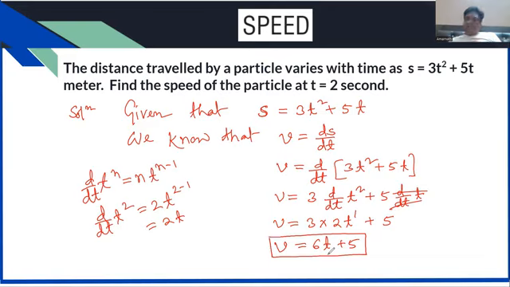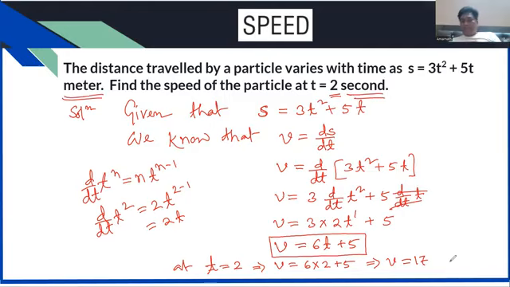But we are asked to calculate at t equal to 2 seconds. So therefore at t equal to 2 seconds, v will be 6 into 2 plus 5. It means v will be 6 2s are 12, 12 plus 5 is 17. So it is in meter and it is in second. So answer will be 17 meter per second. Check the calculation part, and I hope it is correct.